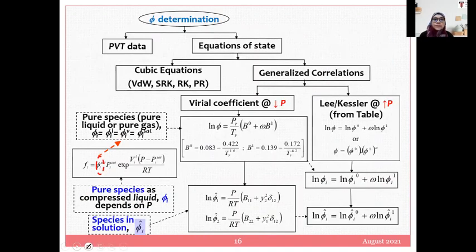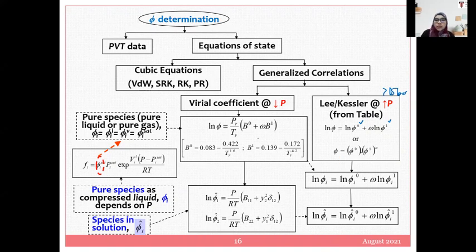Okay, and then we move to the determination of the fugacity coefficient of the species in the solution. It can be determined using the equation of state. The equation of state can be divided into cubic equations and generalized equations. We will use the generalized equation, either the virial equation or Lee-Kessler. The virial equation can be chosen if the pressure is lower. If we have higher pressure, meaning higher than 15 bar, we can choose Lee-Kessler or refer to the fugacity coefficient phi 0 and phi 1 from the table.